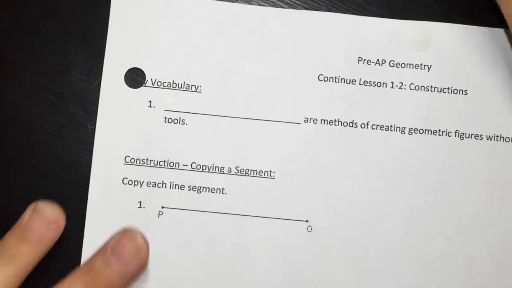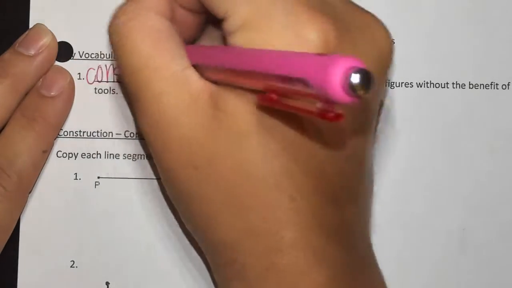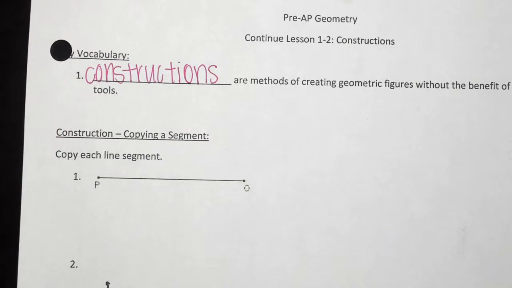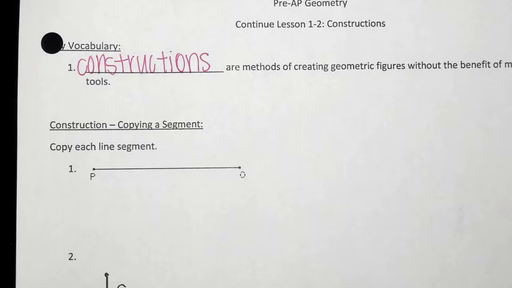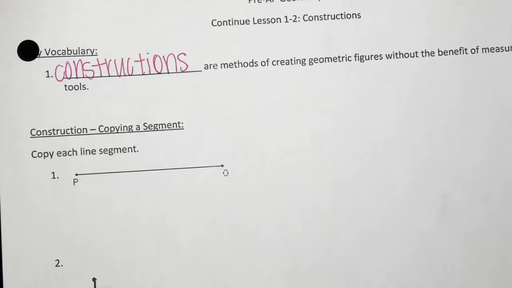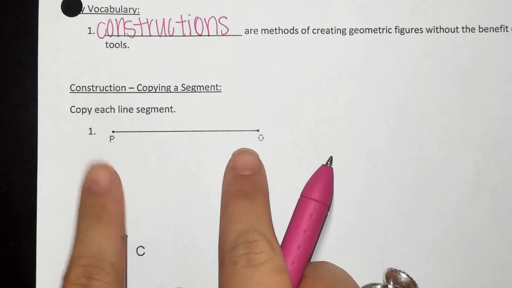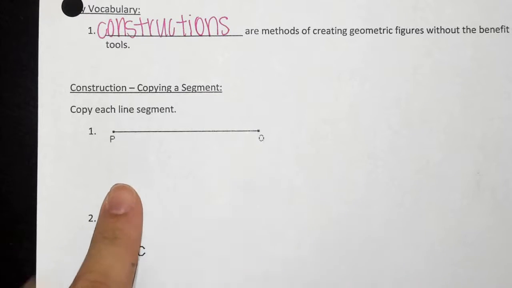So your first blank is construction. So on this sheet, constructions are methods that create geometric figures without using a measuring tool. So here's what we need to do. We have segment PO. I need you to copy that segment exactly without using your ruler.